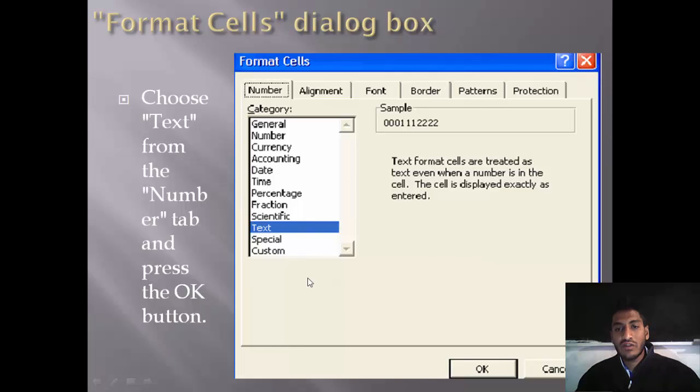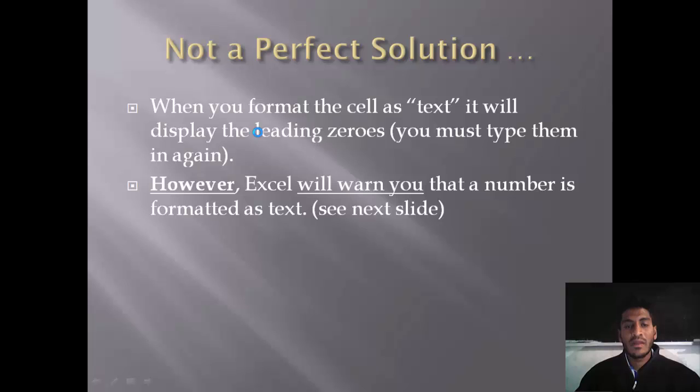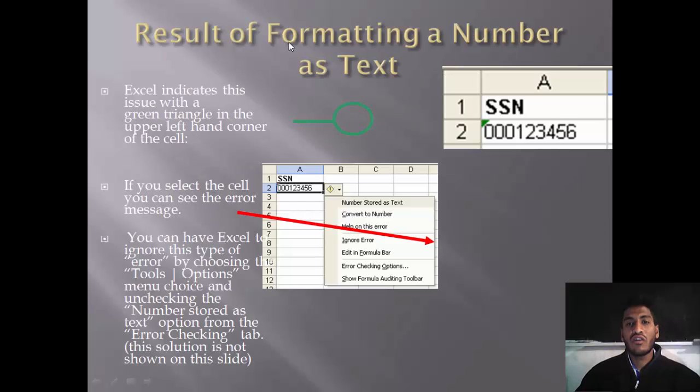Text format cells are treated as text even when there is a number in the cell. The cell is displayed exactly as entered. Not a perfect solution. When you format the cell as text, it will not display the leading zeros unless you type them in again. However, Excel will warn you that a number is formatted as text. See the next slide. Result of formatting a number as text.